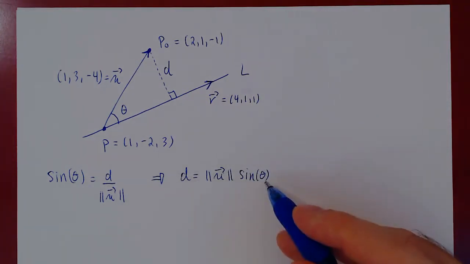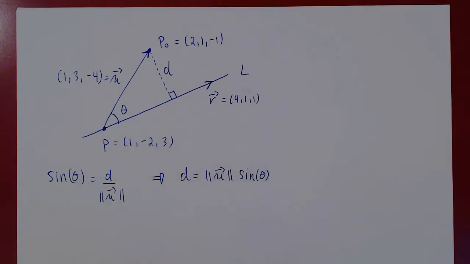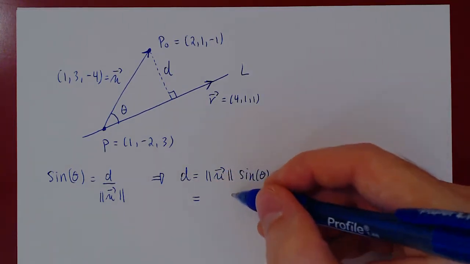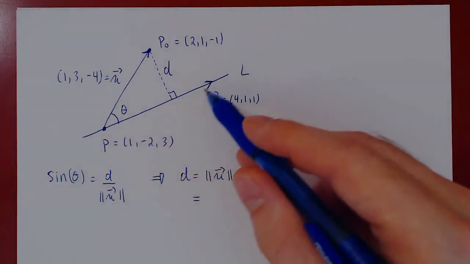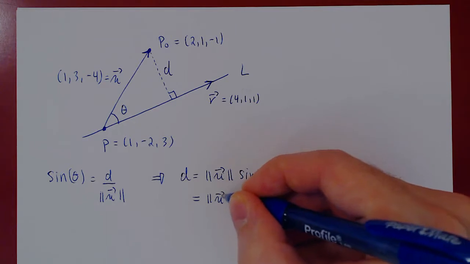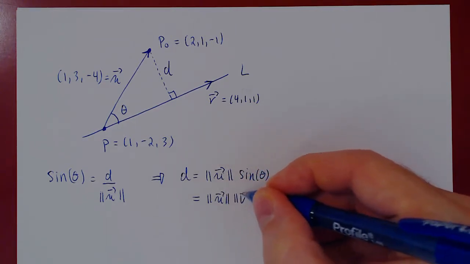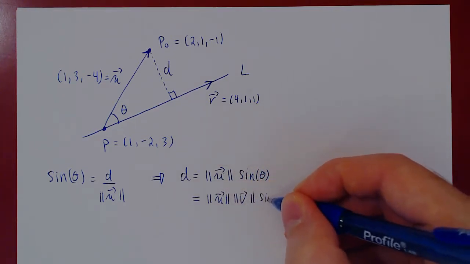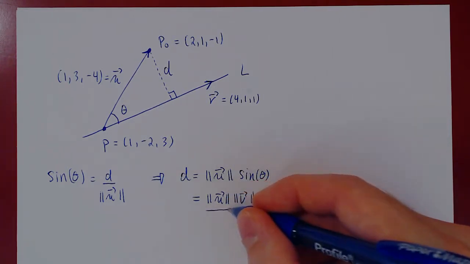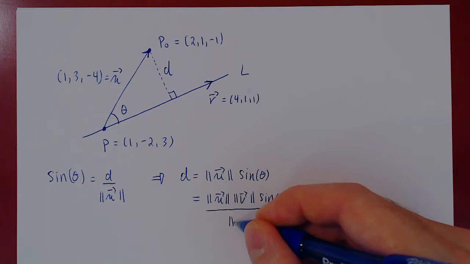Now, if I leave it like this, it's not so useful. Let me be sneaky here. Let me multiply top and bottom by the length of vector v. So I will do norm of u times norm of v sine of theta. Of course, now I'm cheating. I have changed the expression. I have to divide through by norm of v.